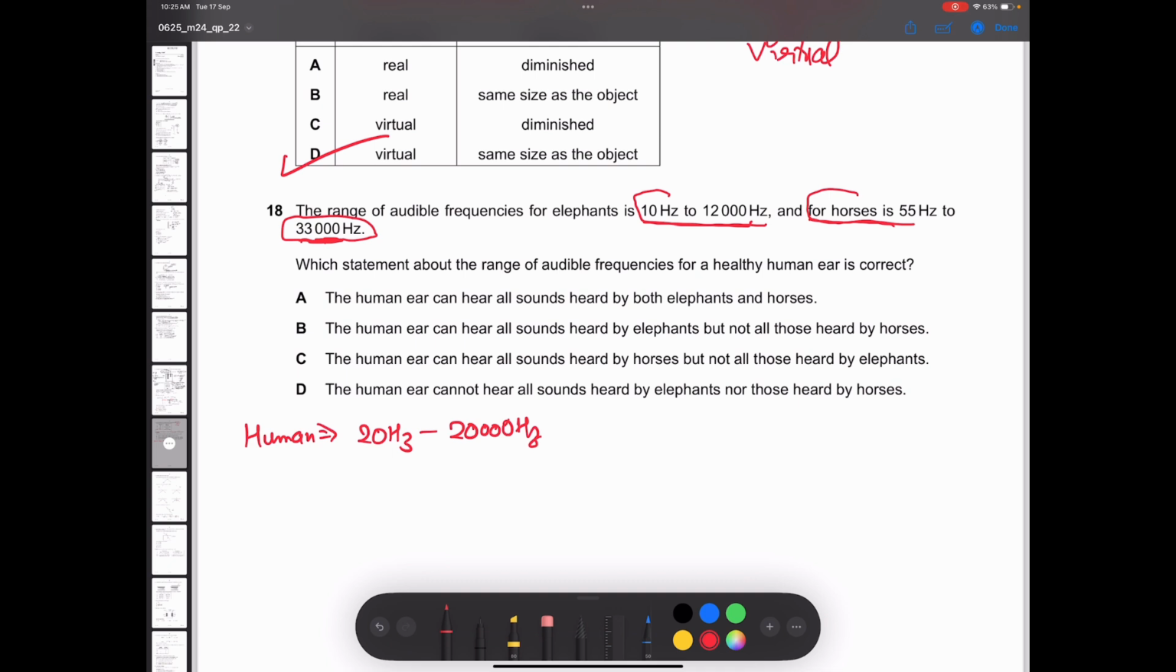So let's pick the correct answer. Option A is saying the human ear can hear all sounds by both. No, it cannot. The human ear can hear all sounds heard by elephants. No, incorrect. We simply need to find the option where it is saying no for both. The human ear cannot hear all sounds heard by elephants nor those heard by horses. So the correct answer for the 18th question will be option D.